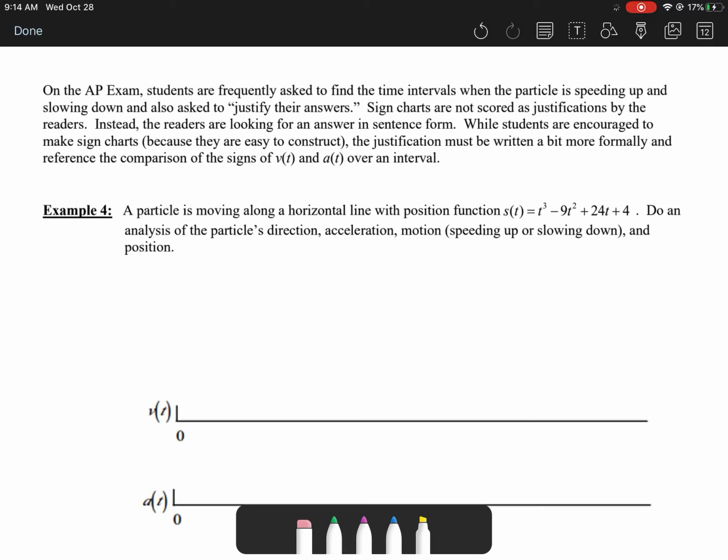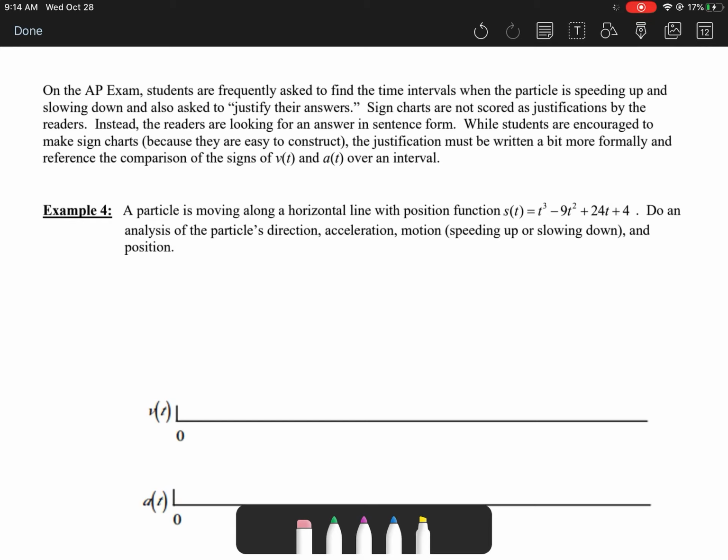Sign charts are not scored as justifications by the readers. Okay, so if you do a sign chart and use that as your justification, you won't get credit. They still want you to write a sentence. So kind of like what we talked about in part 1 with that NUT acronym, I want to make sure I'm still stating the reasoning for that. Okay, so while students are encouraged to make sign charts, and I really like sign charts, I think they're easy to construct and it helps me visually see what's going on, the justification must be written a bit more formally and reference the comparison of the signs for your velocity and your acceleration.